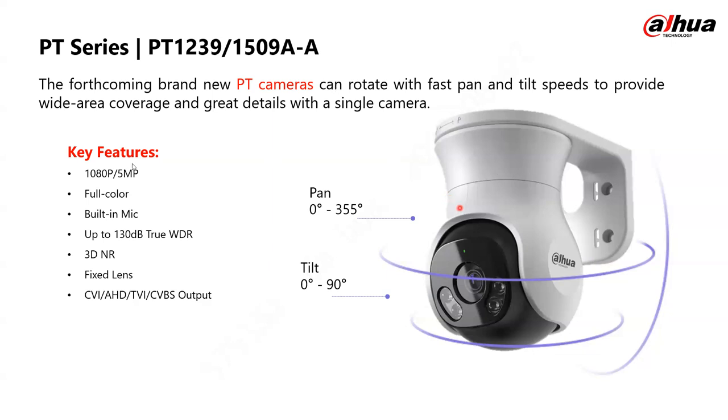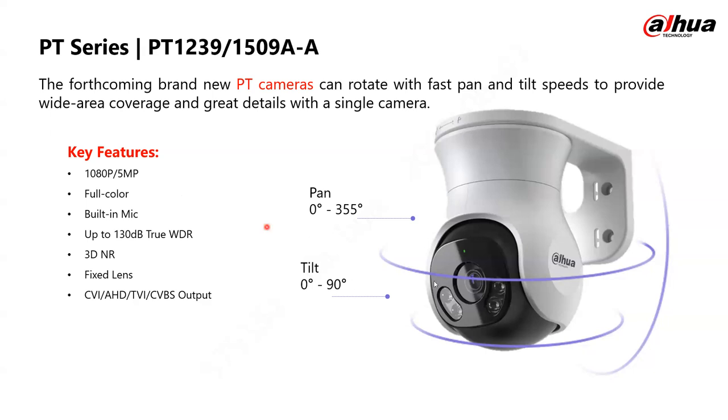The main key feature for this product is that it supports either 2 megapixel or 5 megapixels. It's full color in nature, has an inbuilt mic to capture audio in different scenarios, and supports up to 130 decibels true WDR, which is a little bit higher than the 120 dB. When it comes to noise reduction, it uses 3D noise reduction.